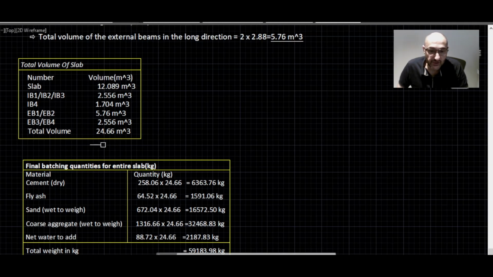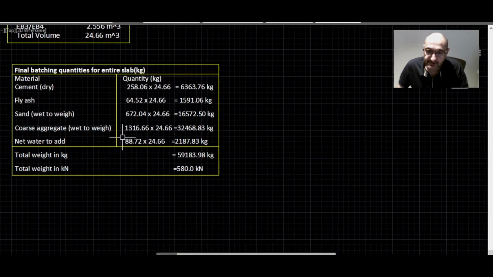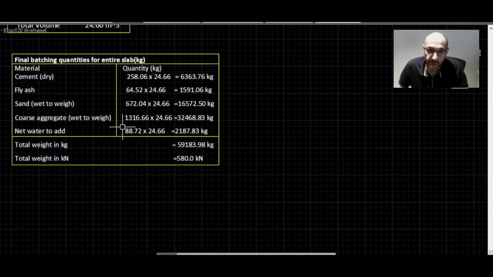The final batching quantities for the entire slab in kilogram: what we do is simply get the previous densities that we calculated and multiply by the total volume we found. So for cement, 258.06 times 24.66. So we multiply everything by the volume that we have calculated. And at the end as well, the net water to add for the entire slab will be 2,187.83 kilogram, or liters. So that's the total weight.